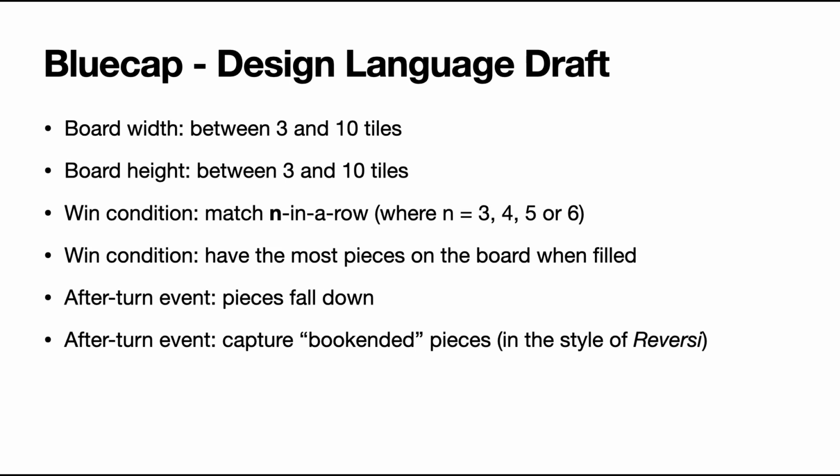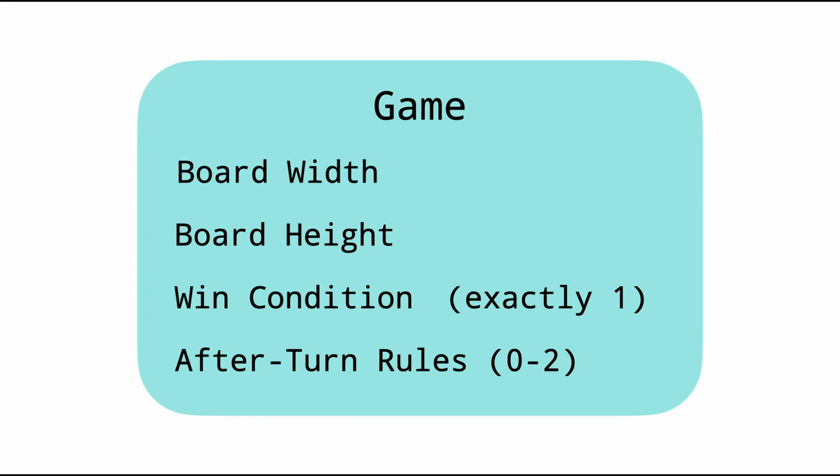Then you can see underneath here we've got a couple of events that apply after a player takes a turn. So these are fairly generic rules that can be mixed and matched together, and some games like noughts and crosses don't have any at all. So therefore we know we don't need to have these, so we'll allow our games to have anywhere between 0 and 2 of these after-turn events. So we end up with a simple spec for a game that looks a bit like this. So between this and our design language, we could move on right now and start building the system.